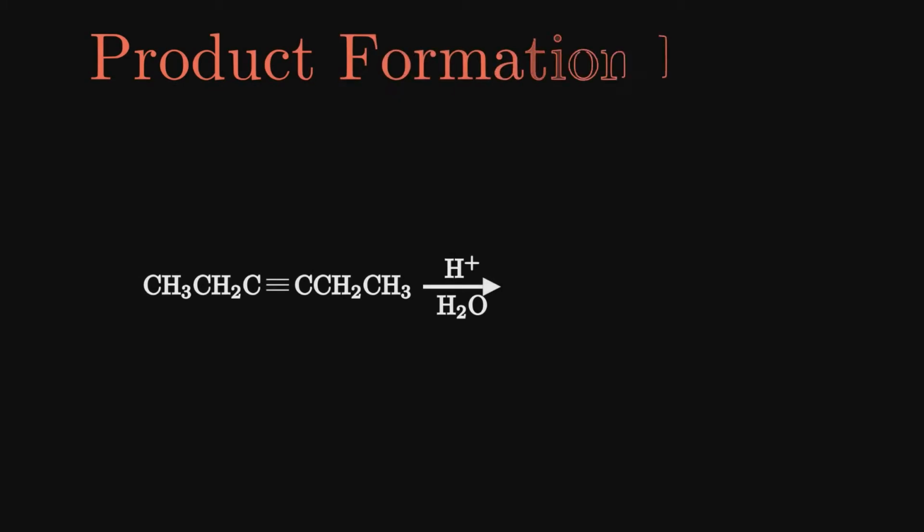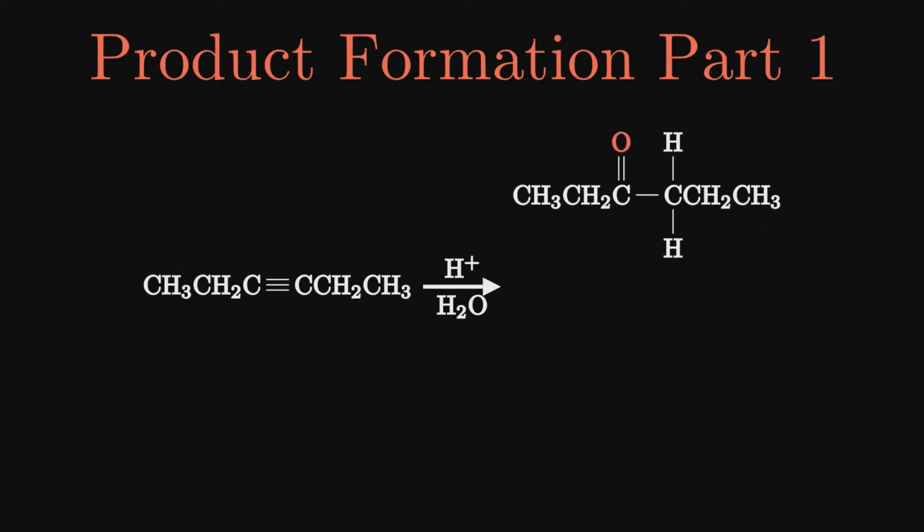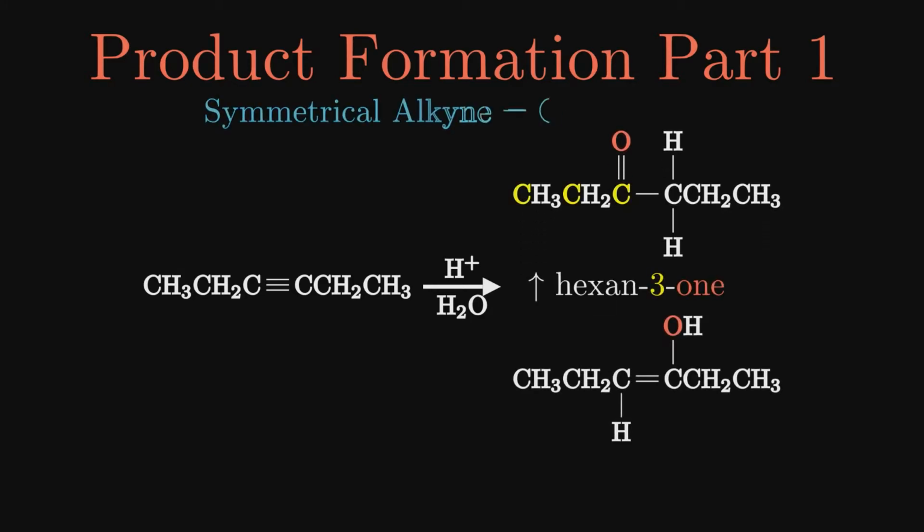For internal alkynes, we get one product or an equal distribution of two. If we start with symmetrical hex-3-yne and the alcohol lands on the left carbon, we get hexan-3-one as the product after the magic happens. When the alcohol group lands on the right carbon, it may look like the product will be hexan-4-one, but apply nomenclature rules and it is hexan-3-one once again.